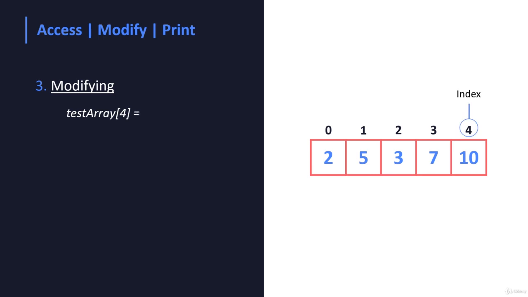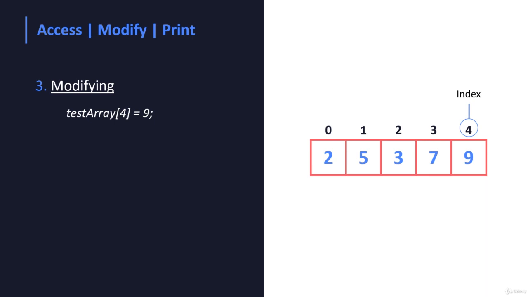So for example, we will just use equals to 9. And what it will do, it will modify from 10 to just 9. Okay, so that's how you access and modify. That's an example of how you modify a value within a given array.